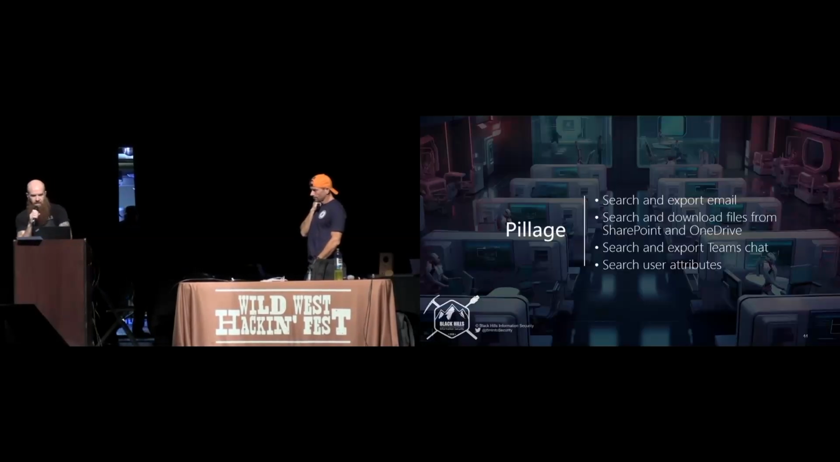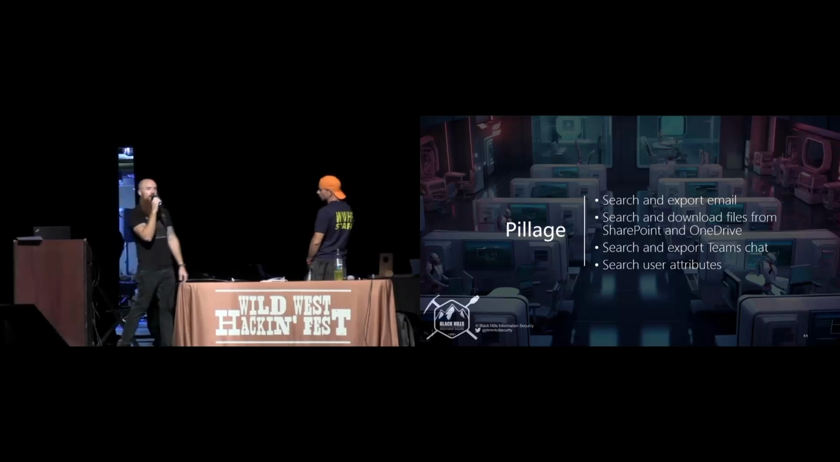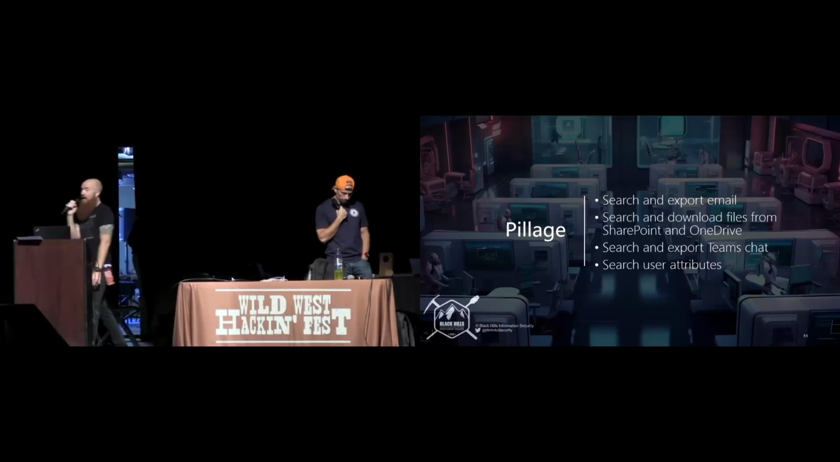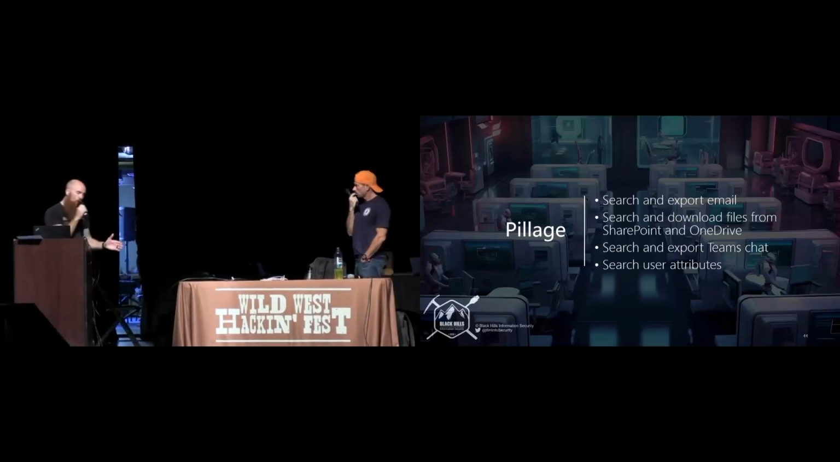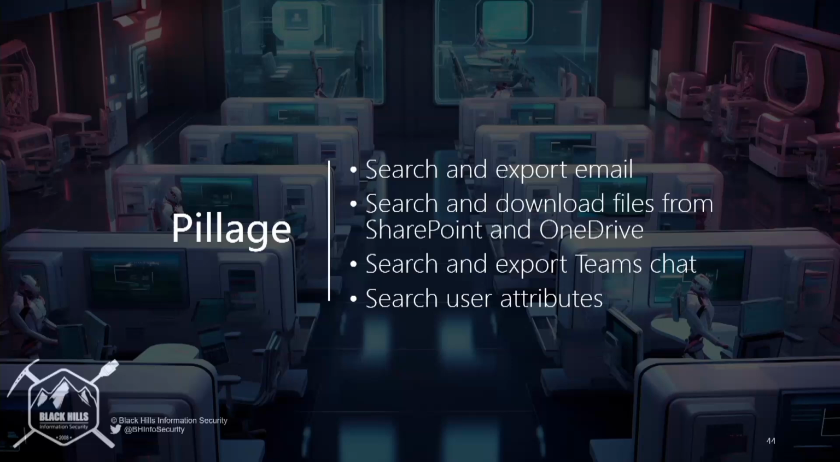All right, pillage. So this is actually a really big section that I haven't talked about publicly at all yet: the fact that GraphRunner has so many pillaging modules and capabilities. First off, searching and exporting of email, right? If you know my history with email, with MailSniper, that was a very important piece to me. Searching and downloading of files from SharePoint and OneDrive. Searching and exporting Teams chats. And then finally, we'll talk about user attributes as well.